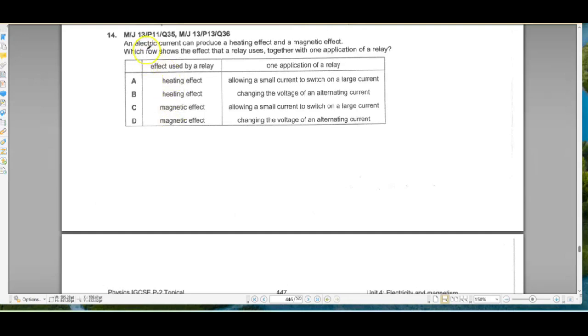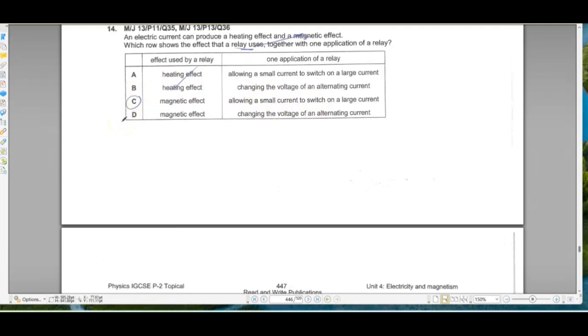Question number 14. An electric current can produce a heating effect and a magnetic effect. Which row shows the effect that a relay uses together with one application of the relay? Relay uses the magnetic effect, okay, not the heating effect, and it allows a small current to switch on a larger current. So C is going to be the correct option.